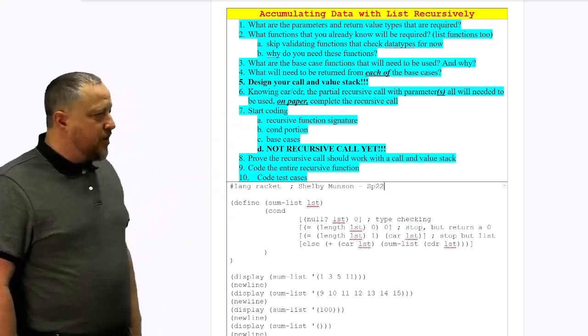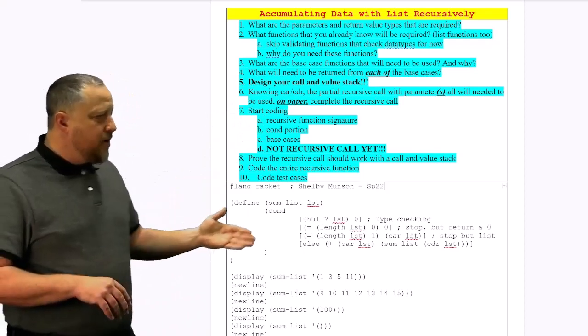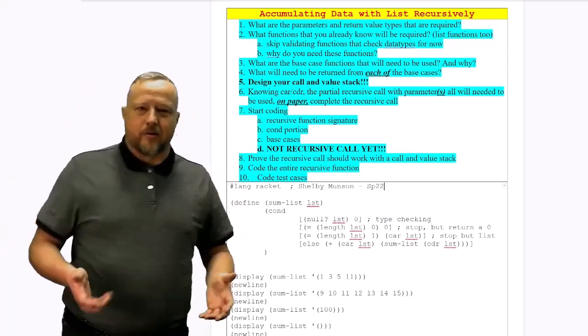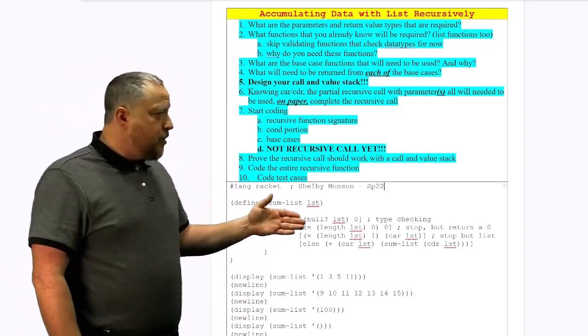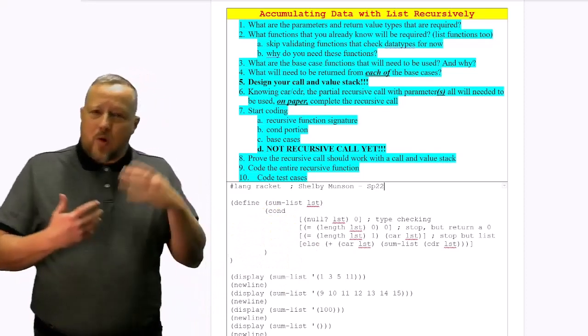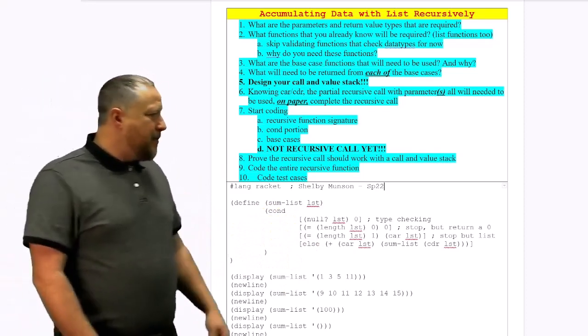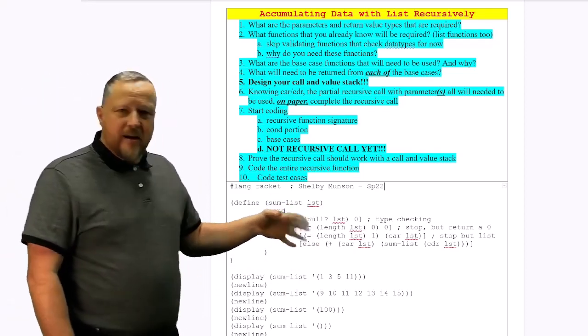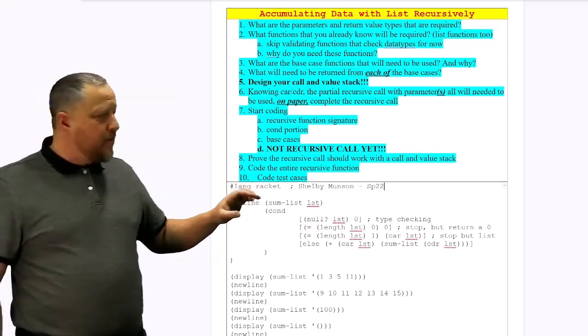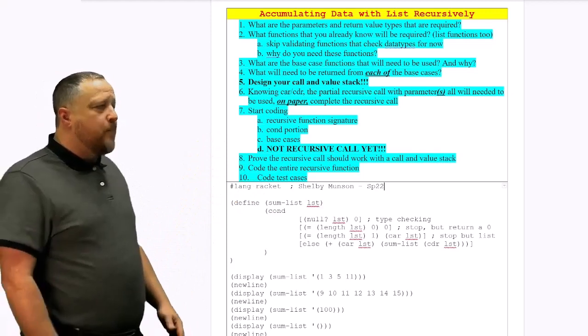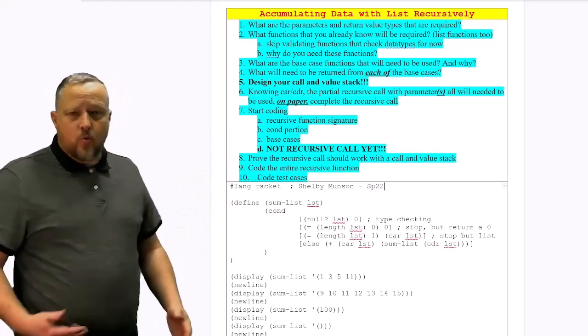Number two, what functions do you already know that are required? Well, we know there's going to be car and we know there's going to be cdr, because that's how we break things up. Null would be a good one. Plus would be another one, because we're adding the items together. And then length wouldn't be a bad idea. Again, if you didn't get to that one, that's fine. It doesn't bother me, but you're going to eventually need it, because in number 3, what are the base case functions that you need to use and why?